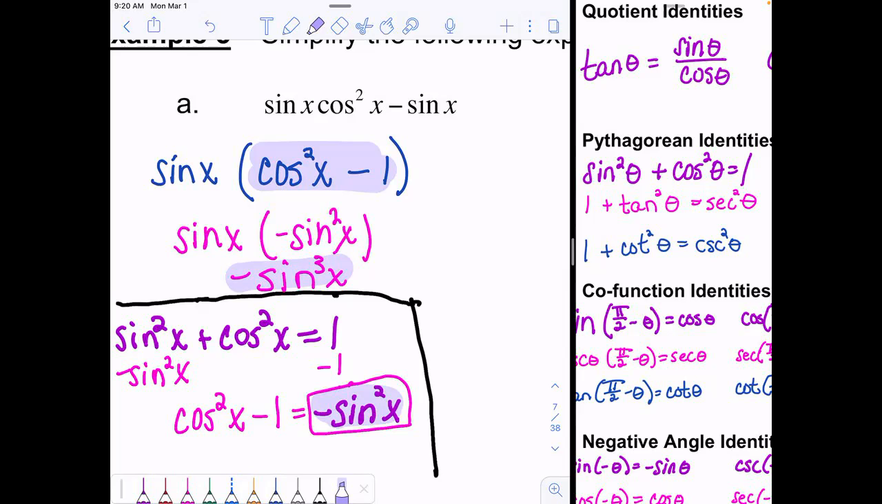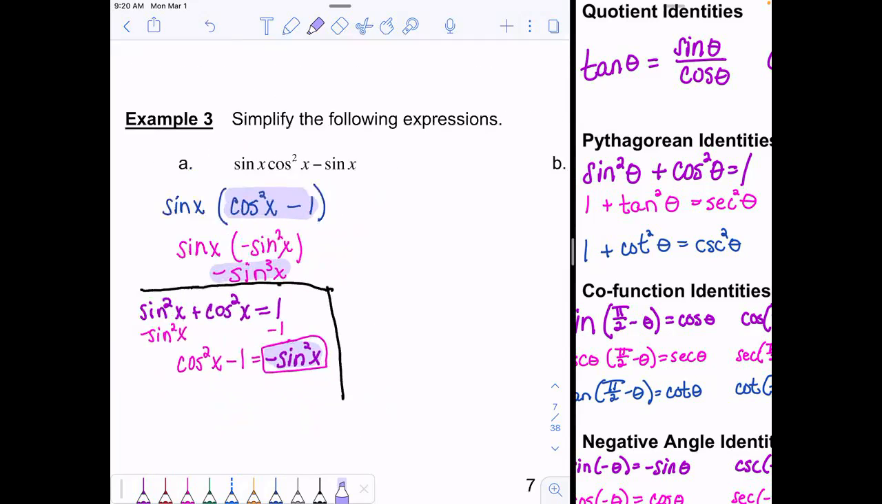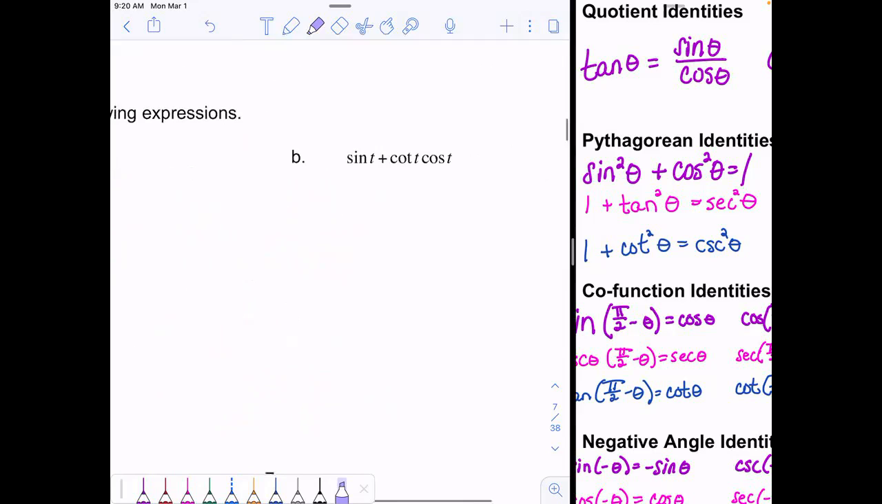Questions? All right, let's try 3b. It looks very similar. We have a plus sign. We have sine times cotangent times cosine. Is there anything that we can factor? Unfortunately, there's not any factoring because there's nothing in common between the first and the second. So I can't use that method.